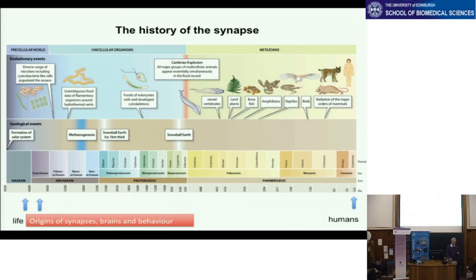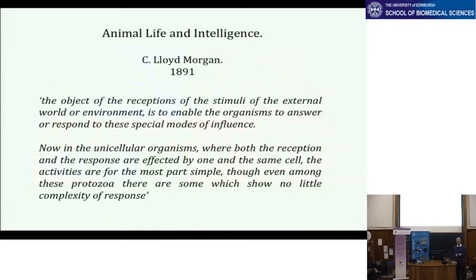Now, don't get me wrong, I'm not suggesting that the 19th century scientists, who were extraordinary in their capacity to study animals in the natural world, didn't have profound insights or views on these kinds of matters, and I rather like this quote from Lloyd Morgan in his book Animal Life and Intelligence, published in 1891. Because what he says is that the object of the reception of the stimuli of the external world or environment is to enable the organisms to answer or respond to these special modes of influence.